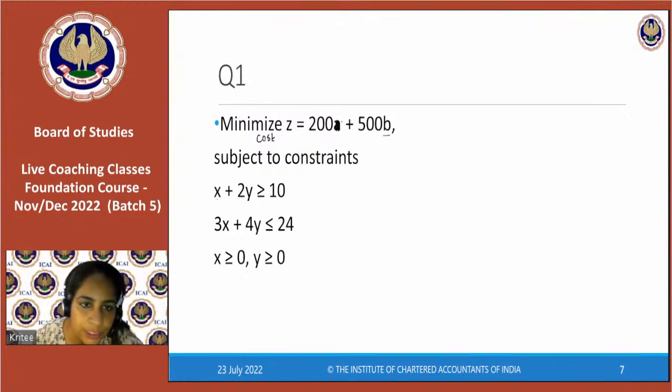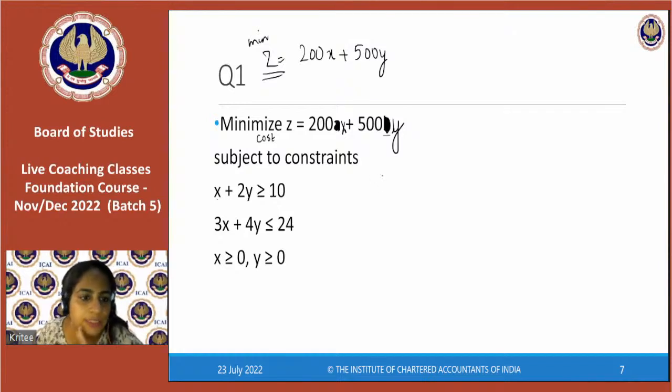So this is X, and this is Y. My question is to minimize the cost 200X plus 500Y. This I have to minimize. So this is my last target. I have to talk about it in the last.